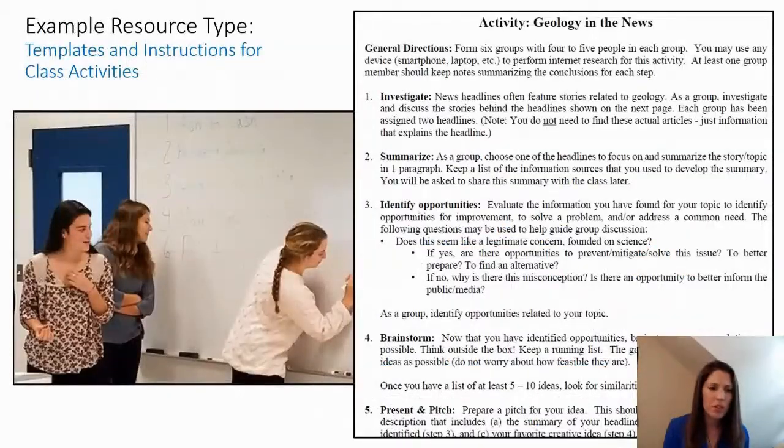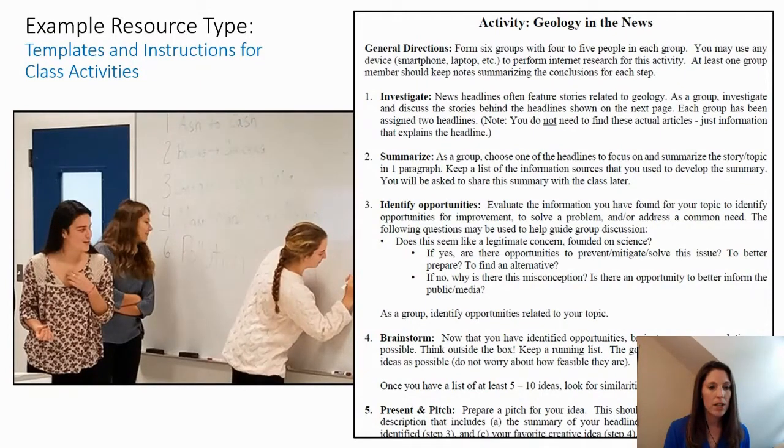The second type of resource were things like the actual student handouts and templates and instructions for doing some class activities or exam problems or assignments. So these are things like Word documents or PDFs that you can just modify for your own class and give to the students, and they can do right away.